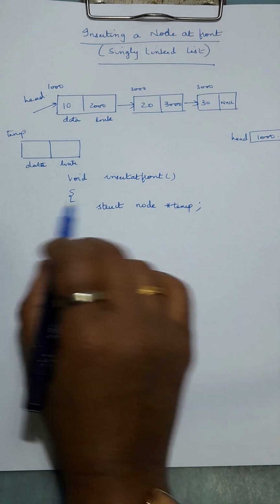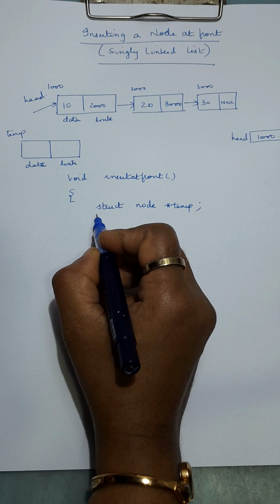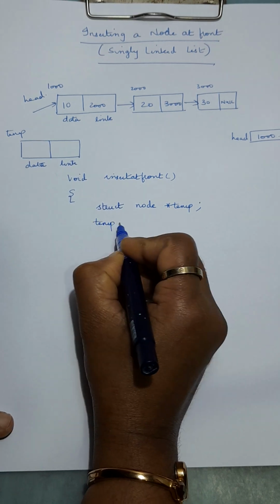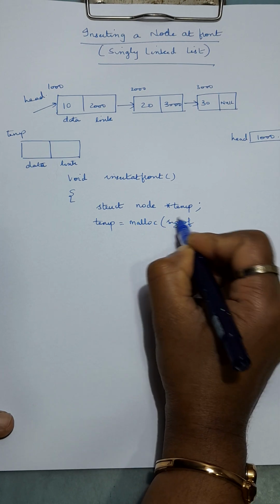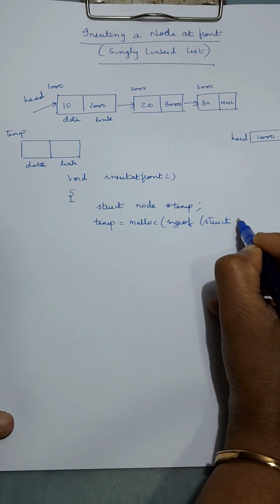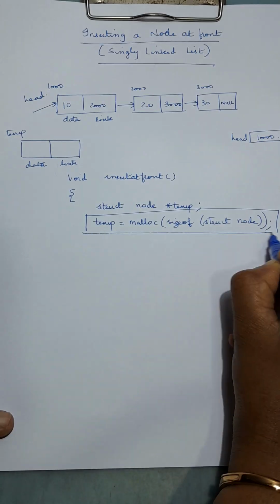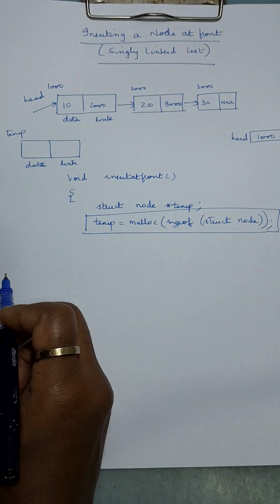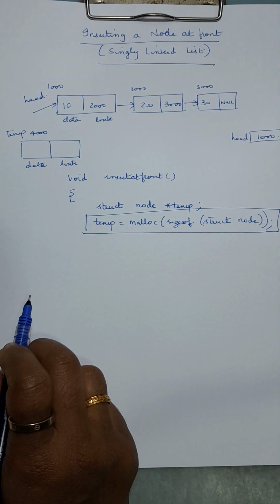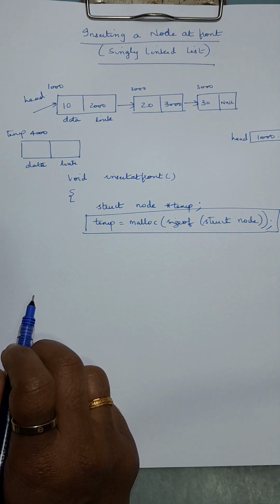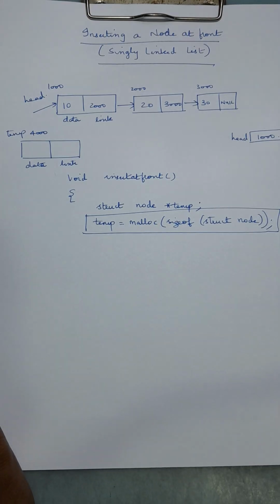Now we have to allocate memory space in order to add content to the node. What is the syntax? temp is equal to, using dynamic memory allocation, malloc of size of struct node. After this statement, temp will be allocated some memory address. Assume it is at address 4000. At address 4000, temp has been created.